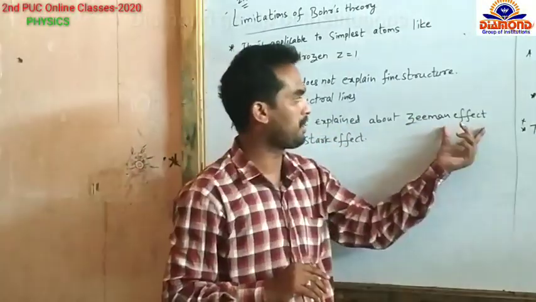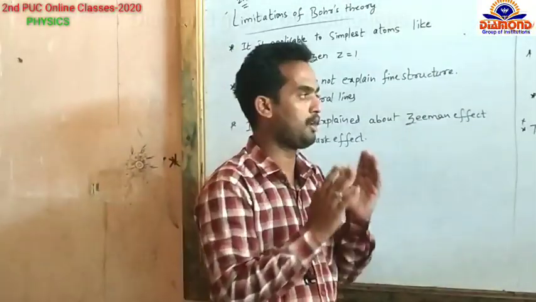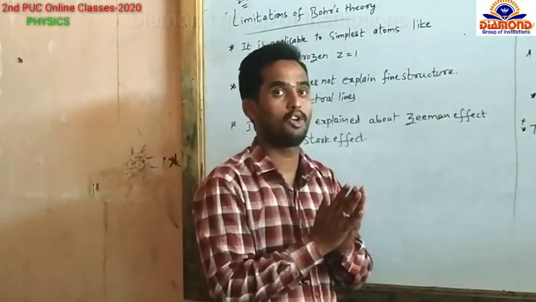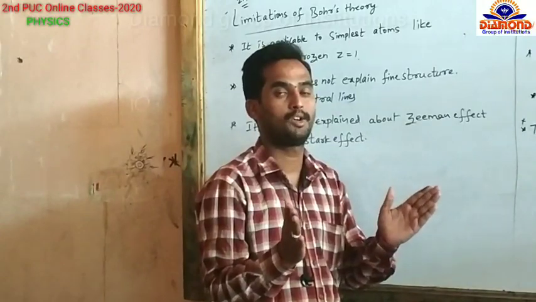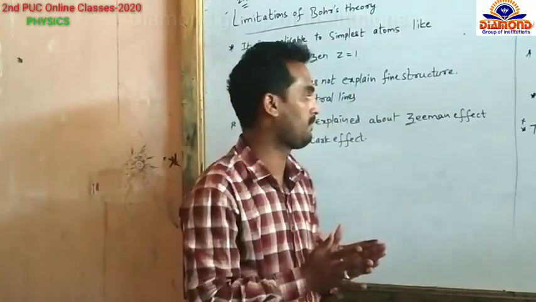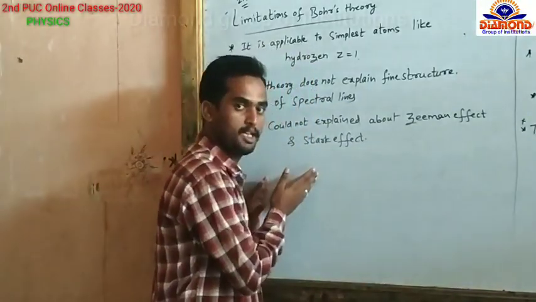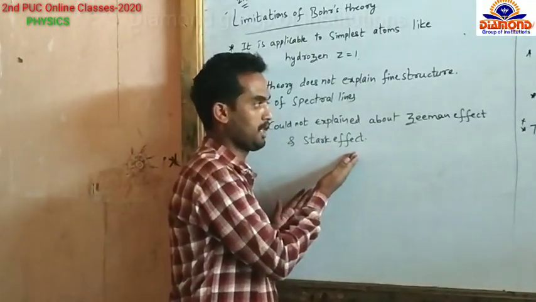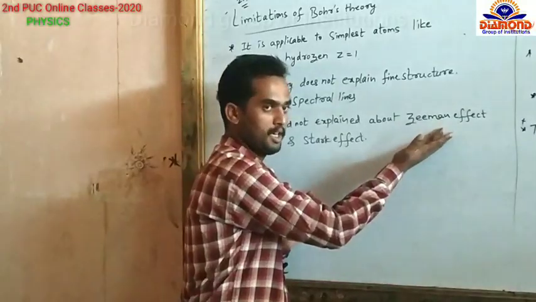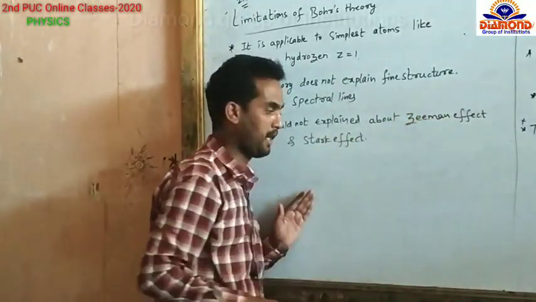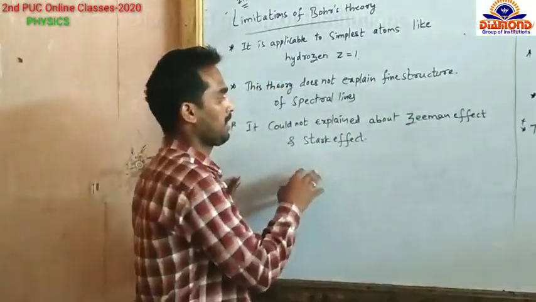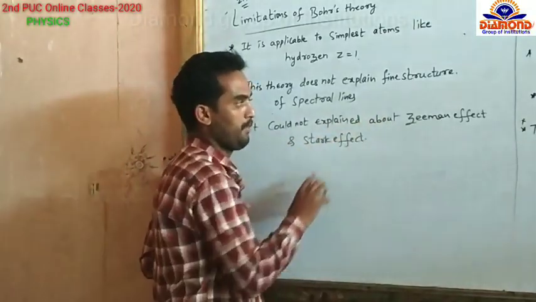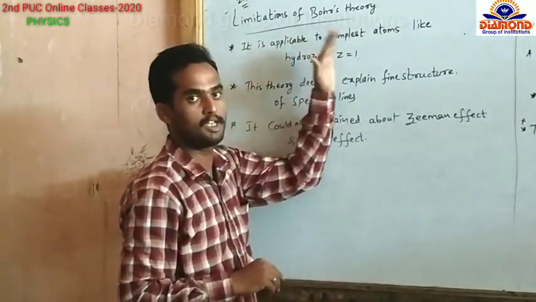What is meant by the Zeeman effect? Zeeman explained how the spectral series are split when you apply a magnetic field, and the spectral series are split when you apply an electric field. That is called the Stark effect. Regarding the magnetic field, Zeeman explained. Regarding the electric field, Stark explained. Regarding those two effects, this theory failed.